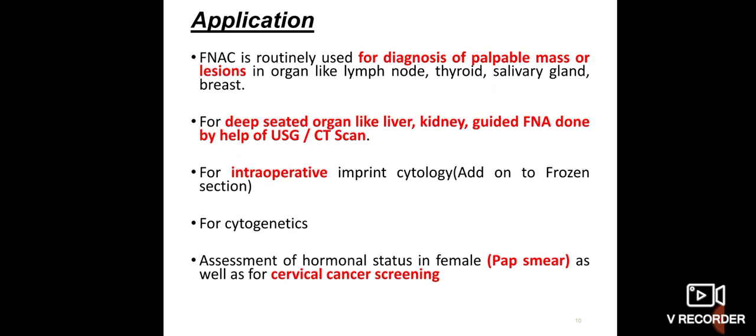So if there is a mass within these organs, you have to do a USG or CT guided aspiration. Then there is intraoperative imprint cytology. Many a times the surgeon, because of some adhesion or for any reason, is not able to take out the organ which they want to remove during the surgery, but for confirmation whether it's malignant or not, they will take an imprint directly on the table itself. That is called intraoperative imprint, and that is again very useful. Then next is cytogenetics, and as I told you many times, for cervical cancer screening we use pap smear.